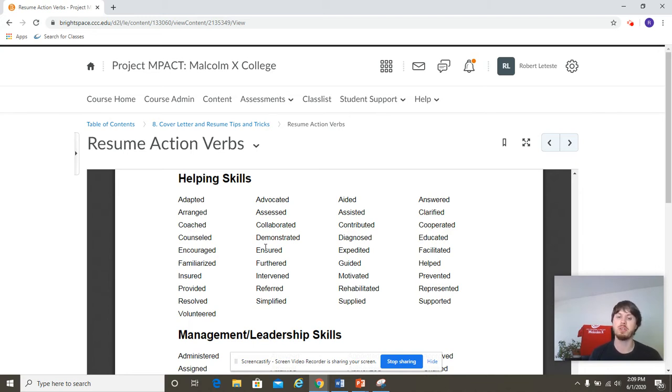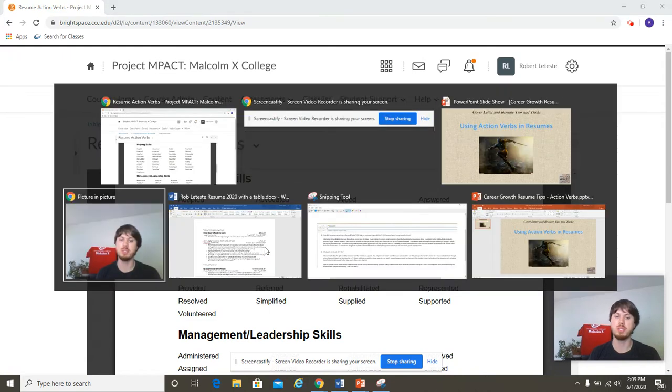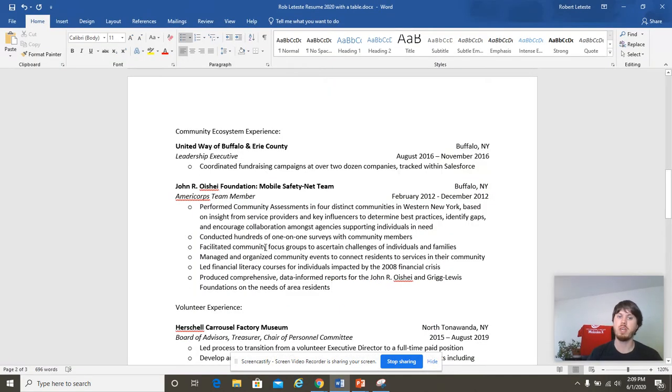So, let's take a look at a resume that uses these types of verbs. Here's my resume for one of the positions that I had during an AmeriCorps term. And you'll notice that each bullet point starts with one of these action verbs, talking about the performing of community assessments, conducting hundreds of one-on-one surveys, facilitated, managed, led, produced.